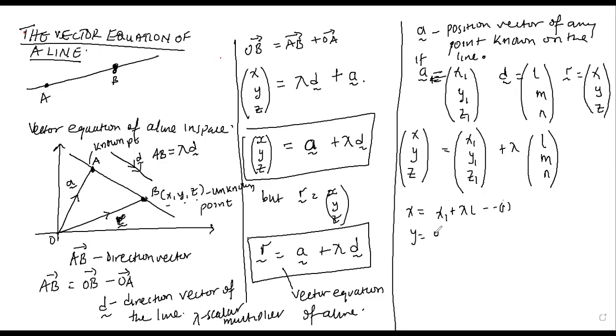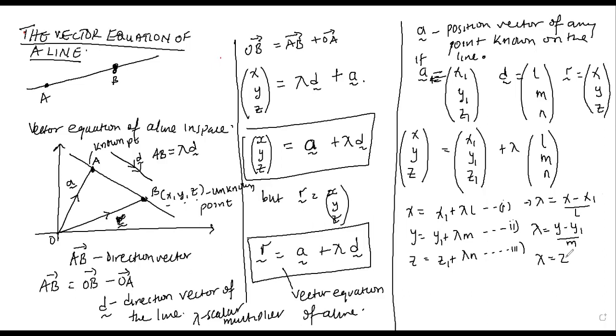Then y is equal to y1 plus lambda times m. This is equation 2. Then z is equal to z1 plus lambda times n. This is equation 3. I can make lambda the subject from here and say lambda is equal to x minus x1 divided by l. Then on this second one, lambda is equal to y minus y1 all over m. Then the last one, lambda is equal to z minus z1 all over n.